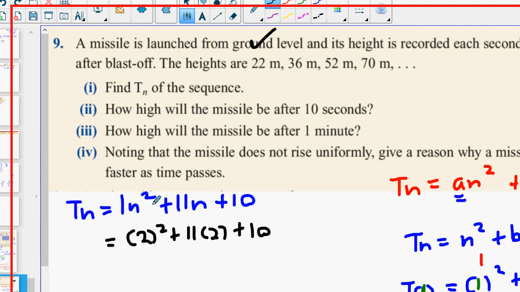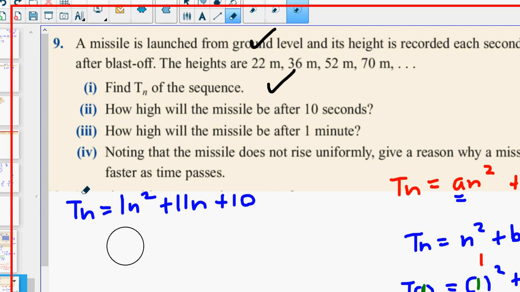36. So I'm now correct. I found the Tn formula. Everybody see where the Tn formula is? Everybody, the Tn formula is located here.